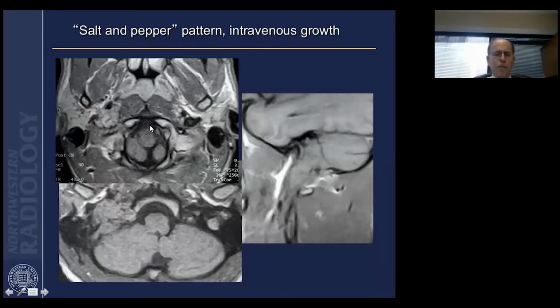And this is the typical MR pattern of a paraganglioma. Notice that this tumor is encircling the flow void of the internal carotid artery at the level of the jugular foramen and the hypotympanum. And even though this is a contrast scan, there's a lack of complete uniform enhancement because of these flow voids and the salt and pepper pattern that is so typical of a jugular paraganglioma.